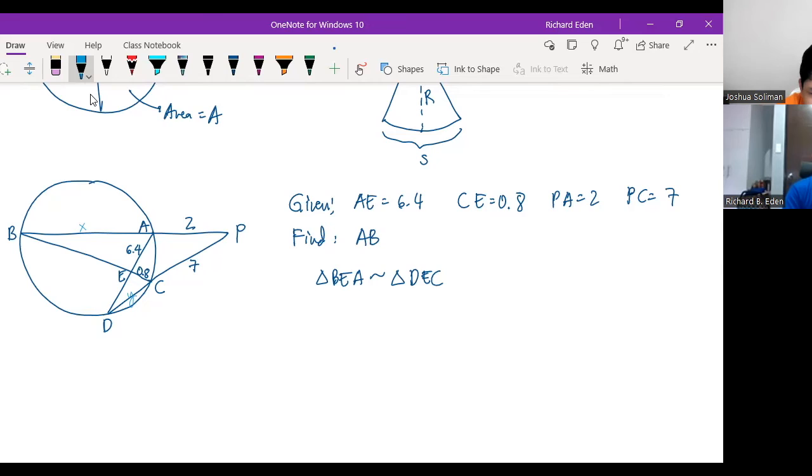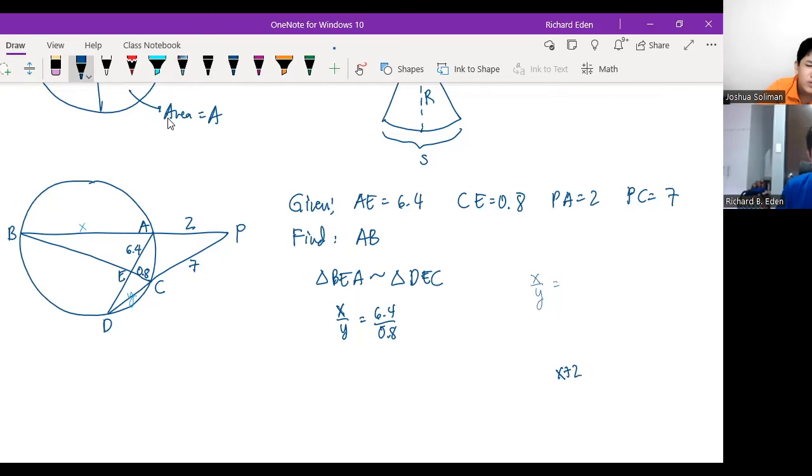But that similarity that you are going to arrive at, we use that to prove a particular relationship between lengths of chords, between lengths of segments in a secant. So what is the conclusion? Since I gave labels already, what equation can we write? X over Y is equal to 6.4 over 0.8. Also, X plus 2 over Y plus 7 is equal.